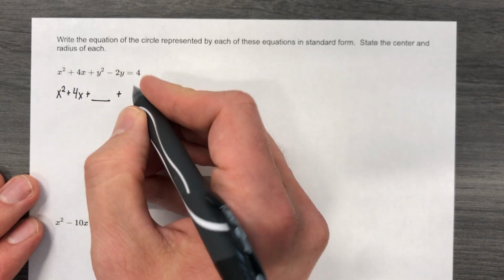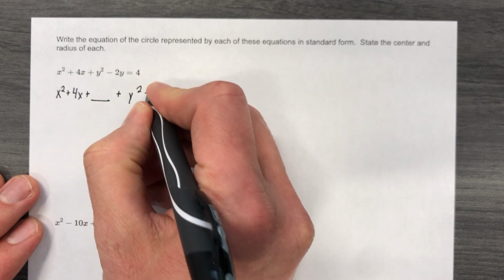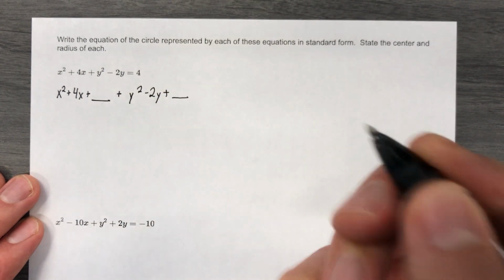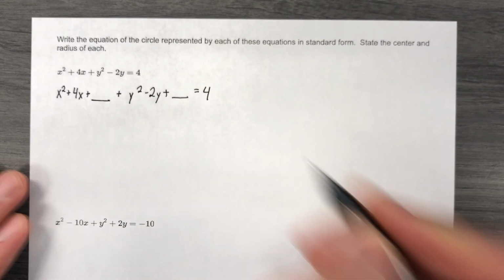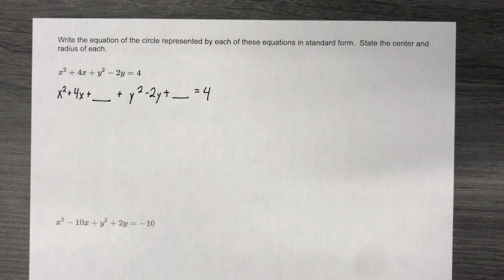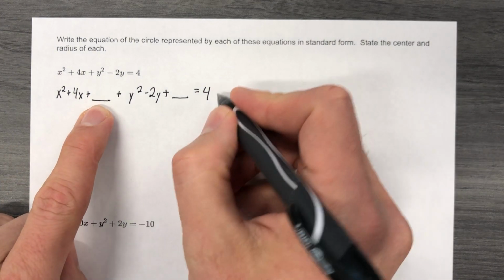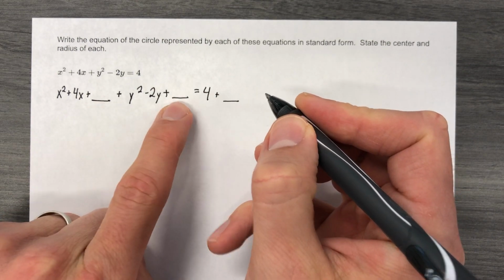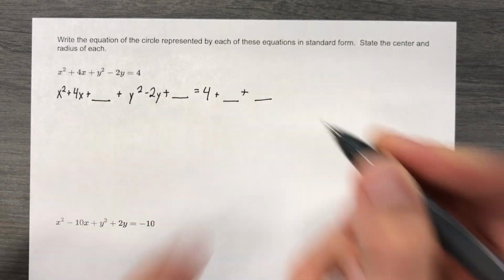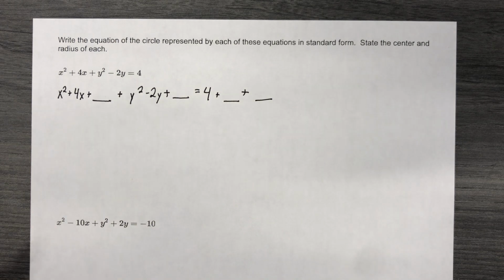And then I'm going to do the same thing for the y terms. So y squared minus 2y plus something, don't know what, equals 4. Okay, well, here's the deal. You learned this years ago. Whatever you do to one side of the equation, you do to the other. So I'm going to add a number here, so I better add it on this side as well. And same here. So we're going to have some blanks to fill. These will be the same, these will be the same. Unless you want to get creative and mix them up, but you better balance your equation.